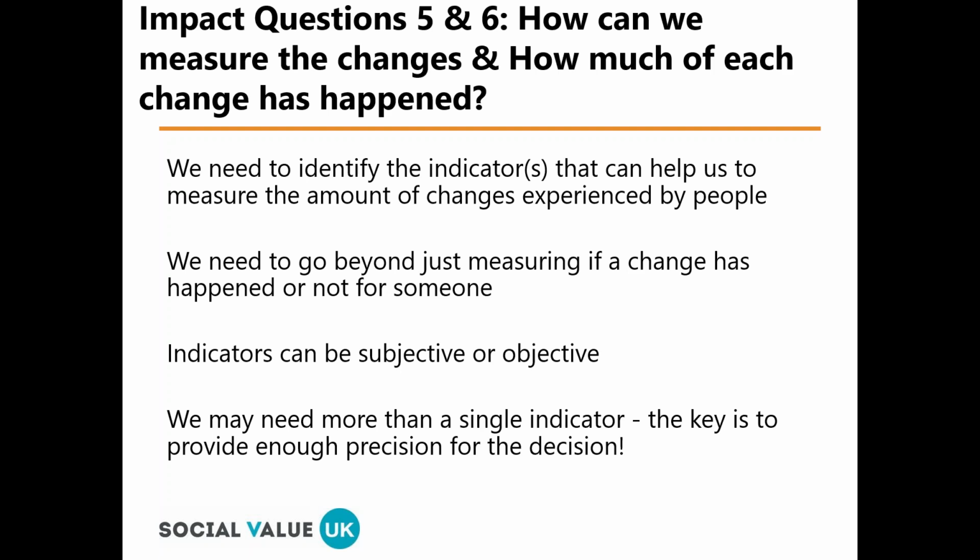Indicators can be a mixture. We could use subjective and/or objective indicators to measure the change, and we may need more than one. Again, the key to this is understanding enough precision for the decision. If one indicator is enough, if it is good enough and provides evidence that can support our decision making, it is enough precision for the decision. If not, we may need to use a different indicator or perhaps more than one to answer that question of how much of each change has happened.